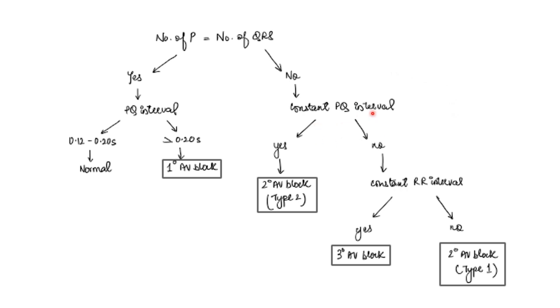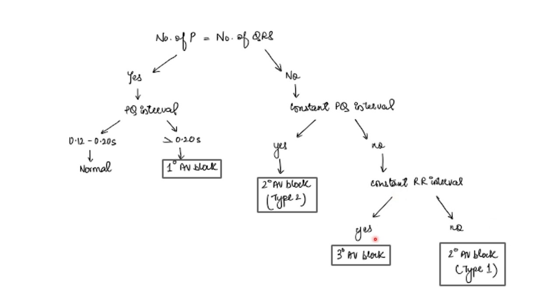If it is not constant, then you can check if there's a constant RR interval. And if the RR interval is not constant, then it's most likely a second degree AV block type 1, because let's recall what happens in type 1. The PQ interval seems to increase in a successive manner until eventually a beat is dropped. So keeping those factors in mind, successive increase, so a non-constant PQ plus number of P not equal to number of QRS, you can come to the conclusion that it's type 1.